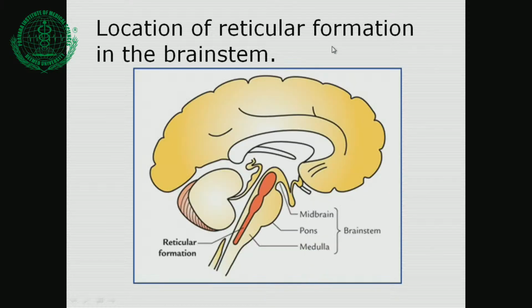So, location of the reticular formation in the brainstem: cerebrum, corpus callosum, midbrain, pons, medulla, and here in the core there is the presence of the reticular formation. So this is the reticular formation.